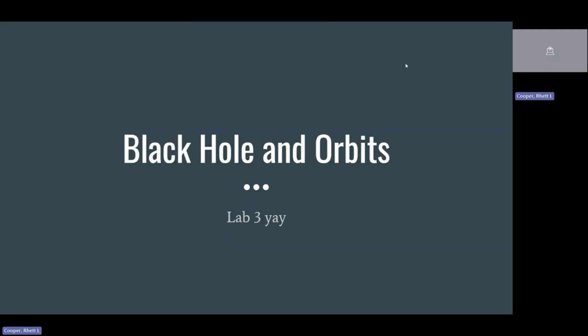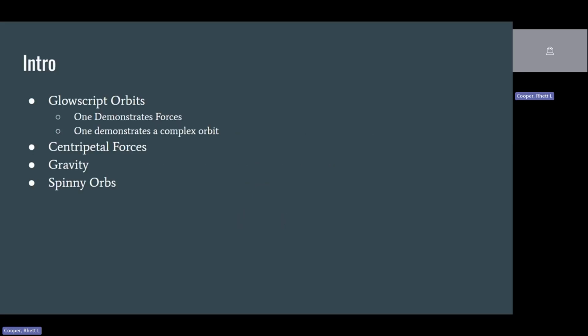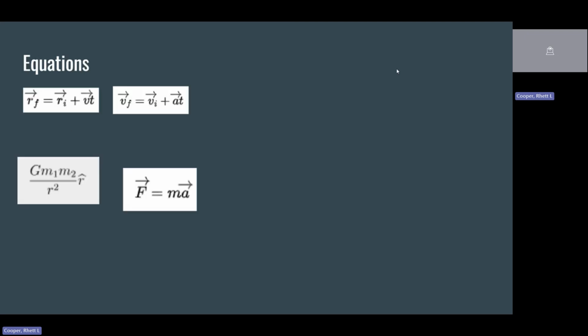Wonderful time we have with Lab 3, black hole orbits. We got some great computational models going. We scripted two things. One was to demonstrate the forces during an orbit, and the other was to demonstrate the more complex, specific details of an orbit, with all the forces acting on each other, getting it all to work out to make a stable orbit. We were doing this lab to demonstrate centripetal forces, gravity, general spinny orb things. The primary equations we used were position update, velocity update, F equals ma, and gravitational force. Y'all know the drill.